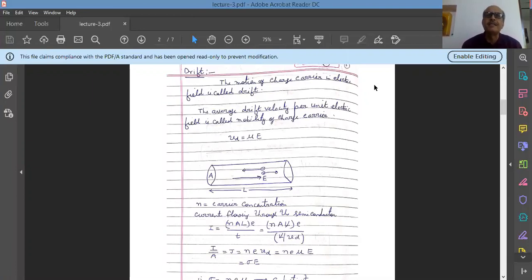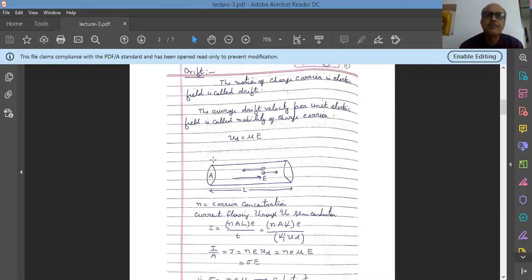If we introduce a constant of proportionality, then v_d becomes equal to mu times E, and mu is called the mobility of charge carriers: the mobility of electrons in case of metals, and the mobility of electrons and holes in case of a semiconductor. Now a piece of metal is given to us and we apply an electric field. If you look at the figure, the electrons will move opposite to the direction of the electric field.